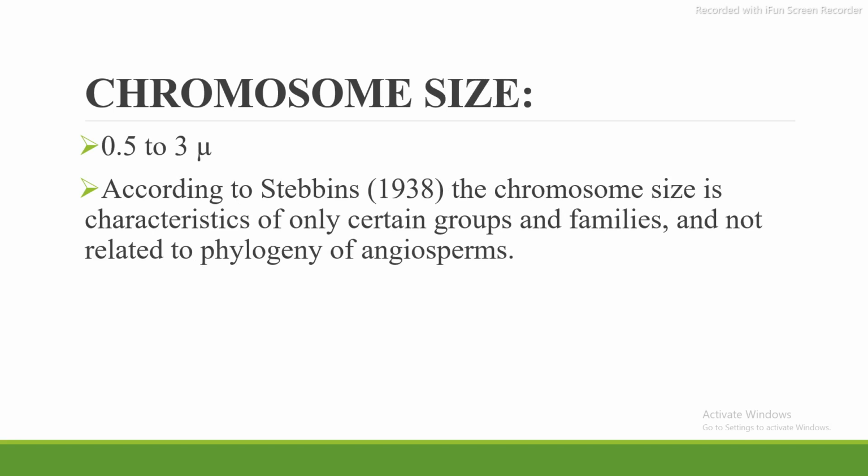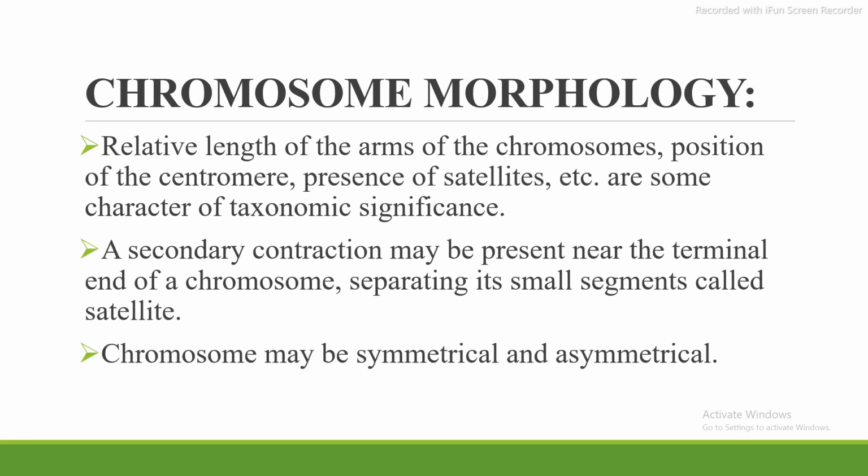Chromosome size. Chromosome size usually ranges from 0.5 to 3 μ. According to Stebbins, 1938, chromosome size is a characteristic of only certain groups and families and is not related to the phylogeny of the angiosperms. Chromosome morphology: relative length of the arms of the chromosome, position of the centromere, presence of satellites, etc. are some characters of taxonomic significance.